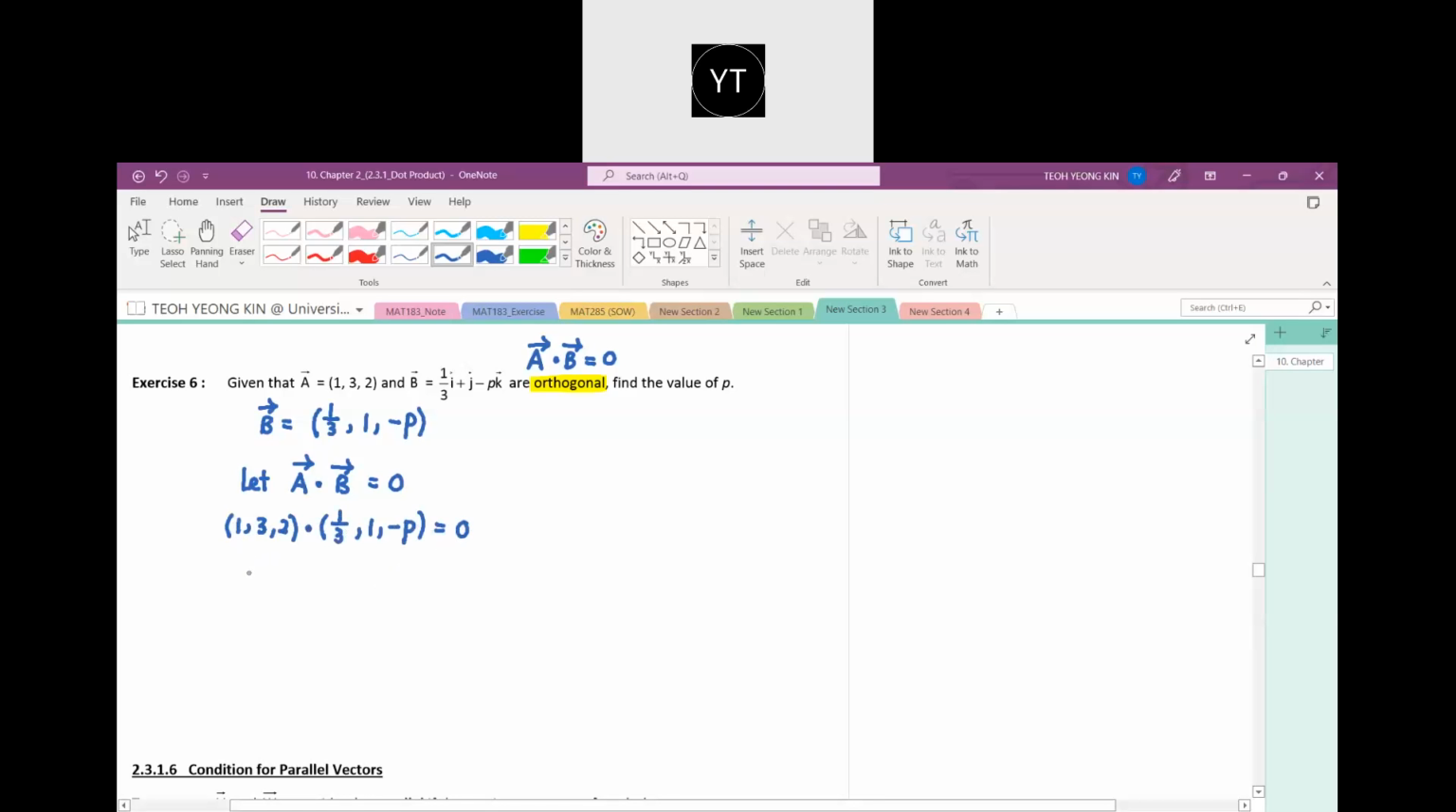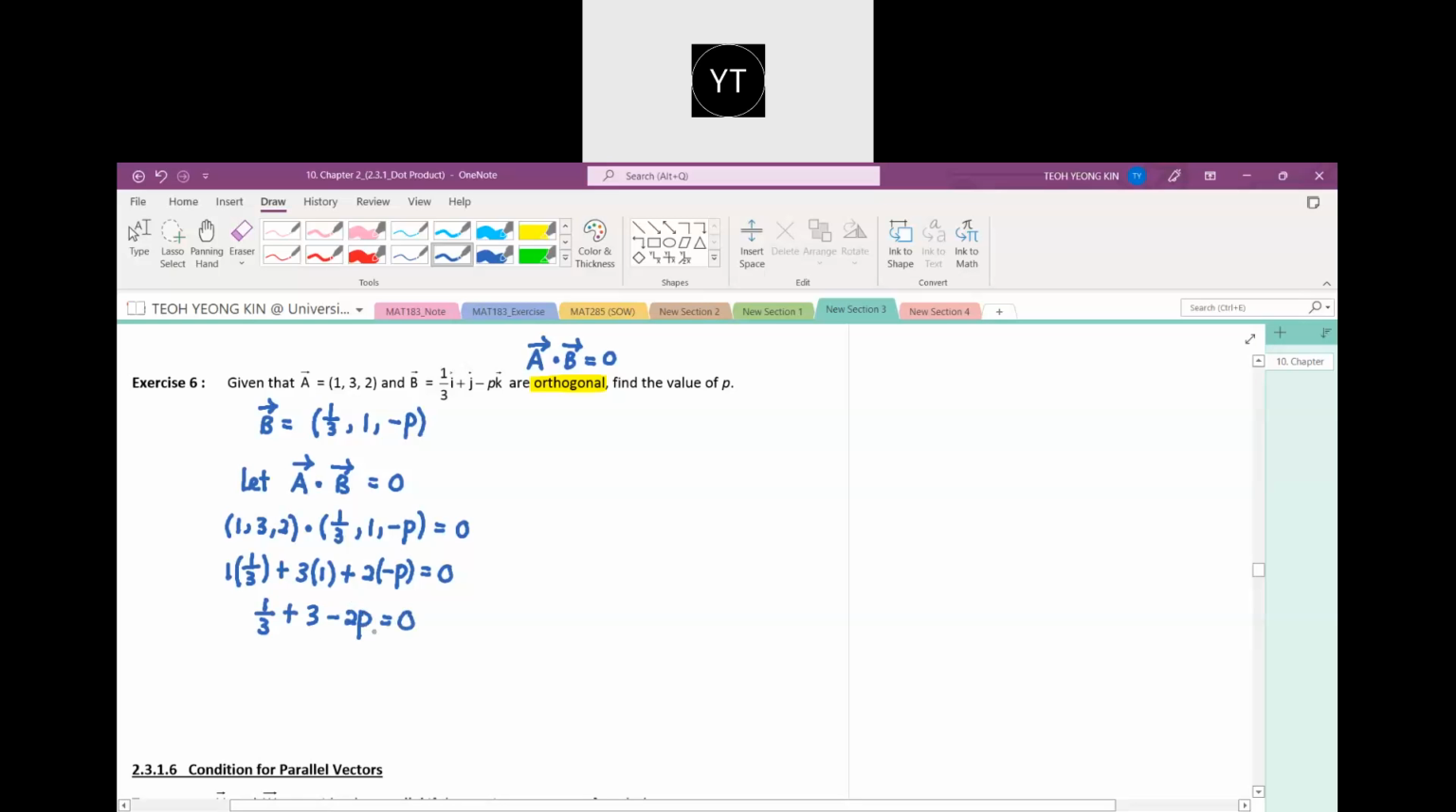So 1 times 1 over 3, plus 3 times 1, plus 2 times negative p, and this is equal to 0. So here we should have 1 over 3 plus 3 minus 2p is equal to 0.